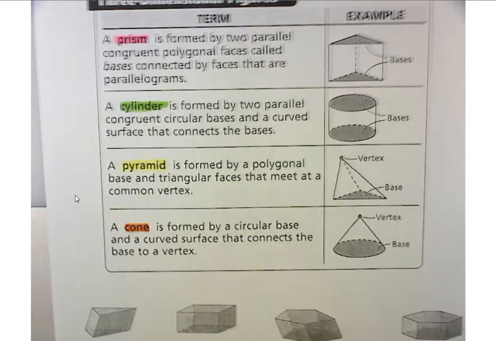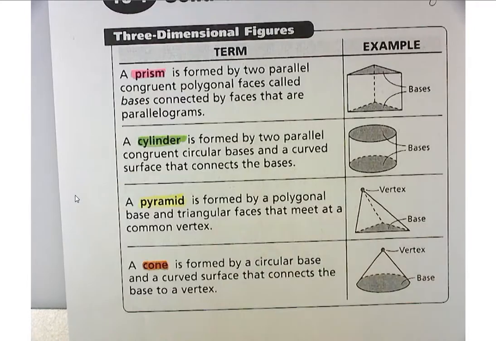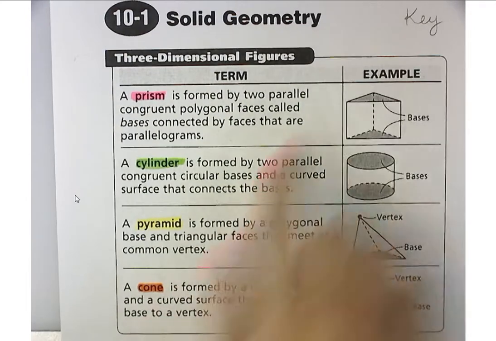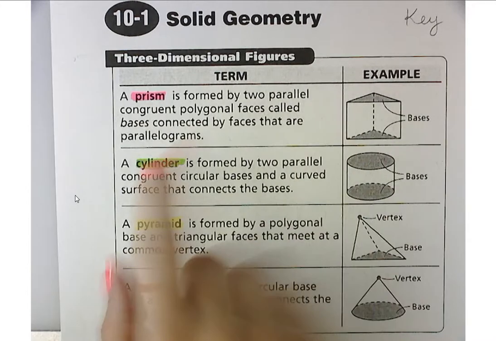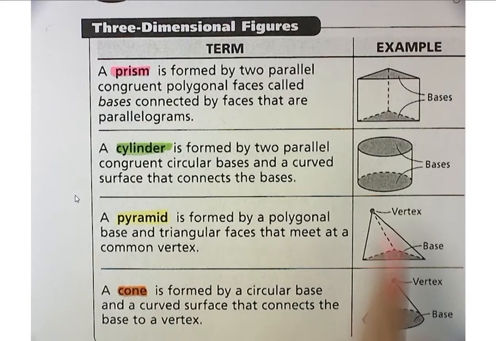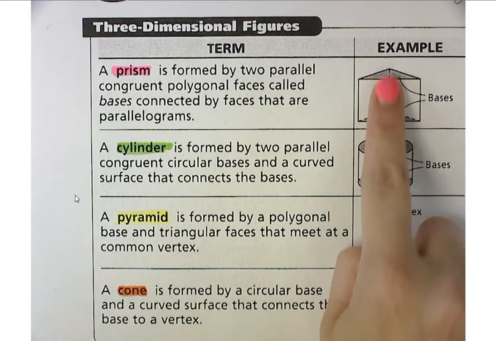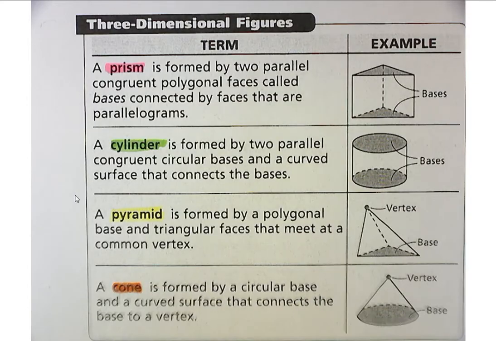Today are different, what are called solids. So the first one is a prism. That's going to be formed by two parallel congruent polygonal faces. When it just says congruent, it means those two are going to be the same. Okay, so you have the two bases. What is the base here? What's the shape? A triangle. So that would be called a triangular prism.